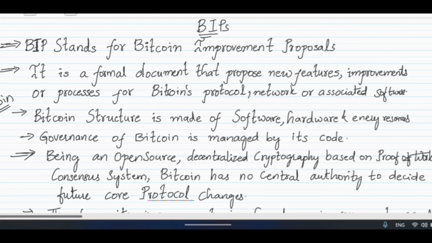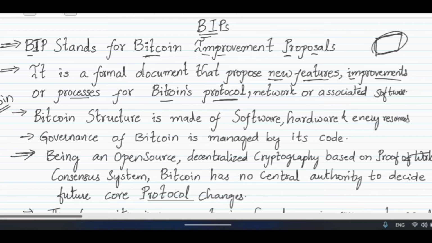In this video, we are going to discuss BIP. BIP stands for Bitcoin Improvement Proposal. A BIP is a formal document which proposes new features, improvements, or processes for Bitcoin's protocol.